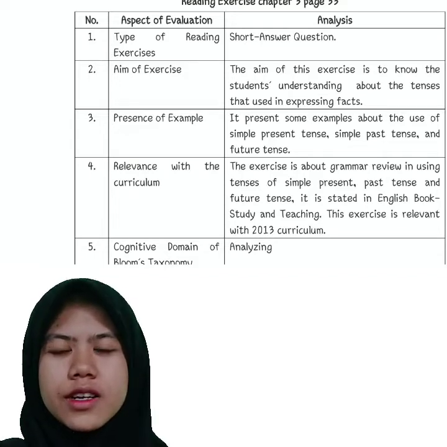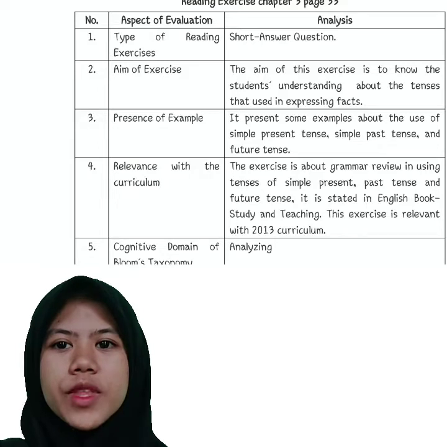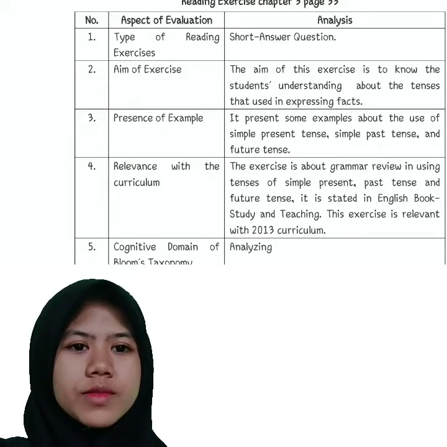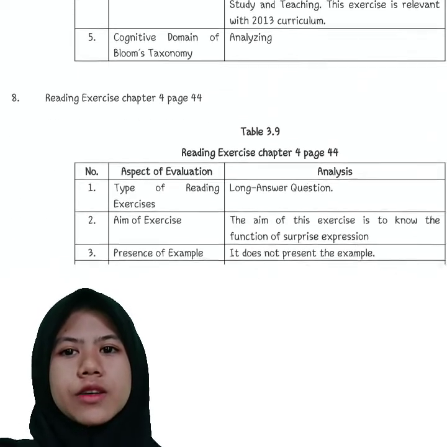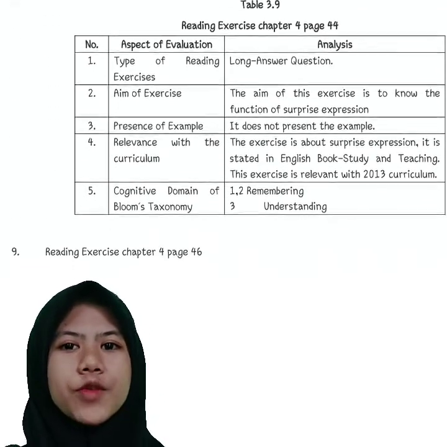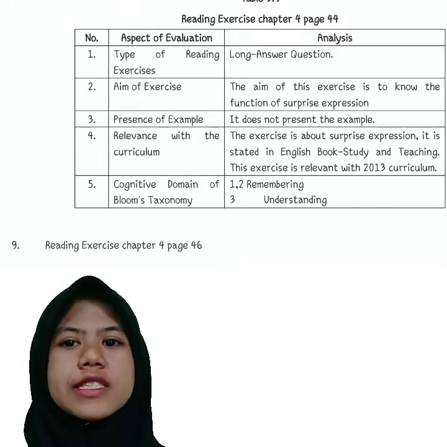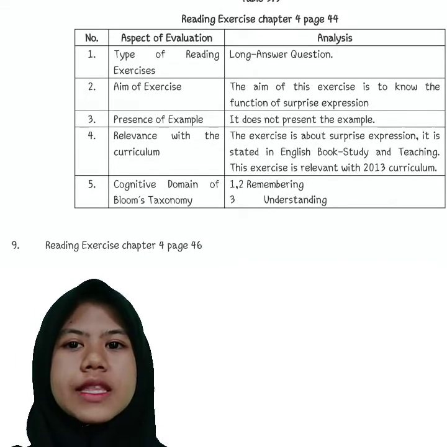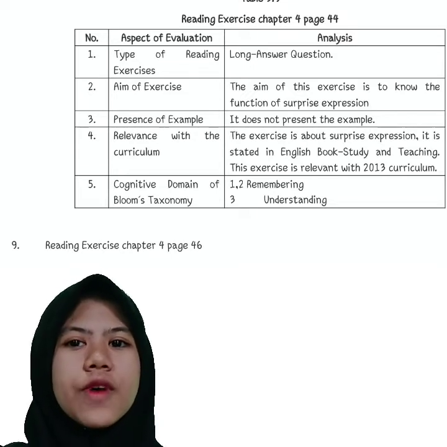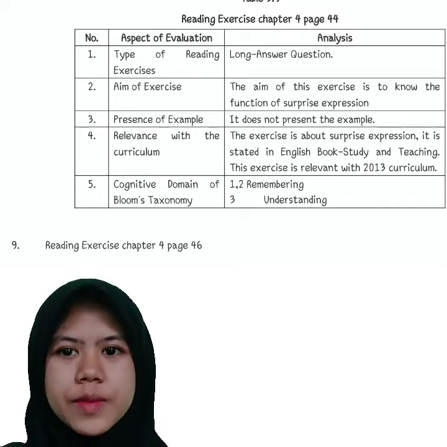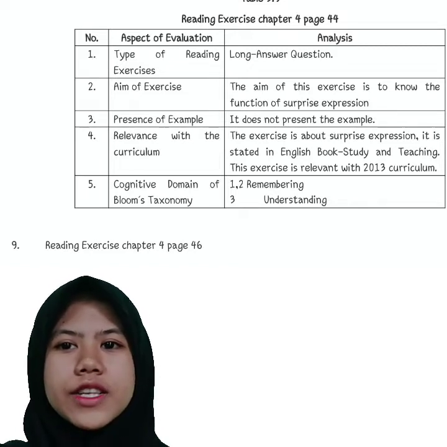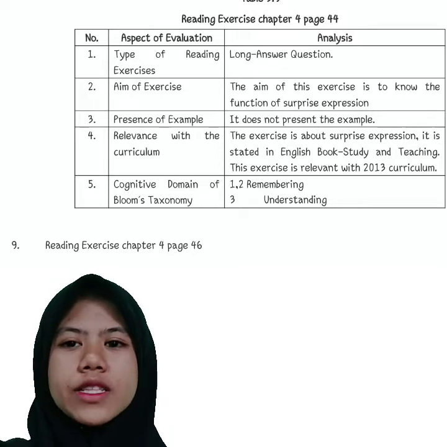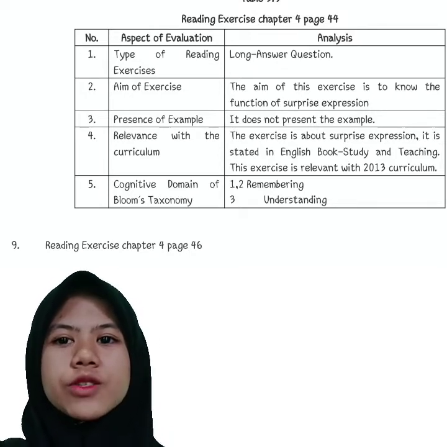It includes some examples, and also the cognitive domain of Bloom's taxonomy includes analyzing. The next one we can find in chapter 4, page 44. It is included in the long answer question. The aim of this exercise is to know the function of surprise expression. It doesn't present an example. And the cognitive domain here, number 1 and 2 are in remembering, and number 3 is in understanding.